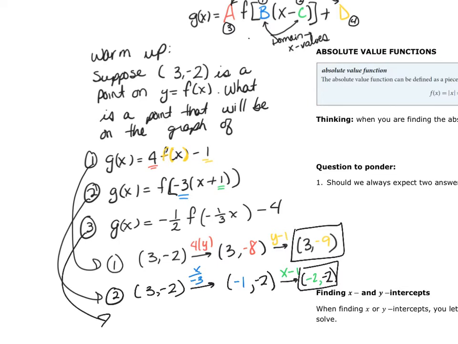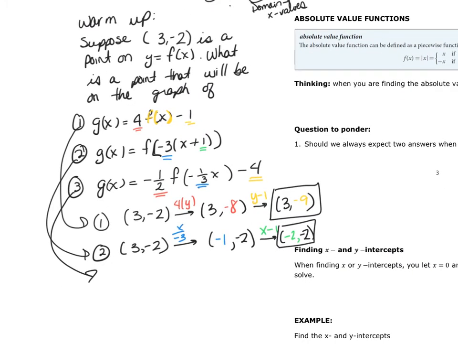Now let's take a look at number 3 and look at each piece. This -2 is outside of my function. That is my a value from up above when I look at my transformations. This -1/3 is inside of my function. That is my b value. I don't have a c value, but I do have a d value. So that d value is -4.